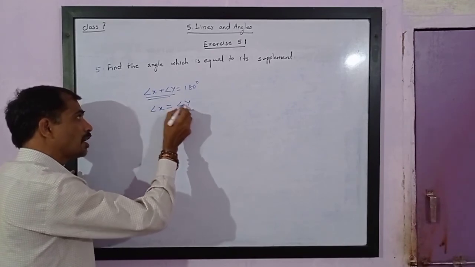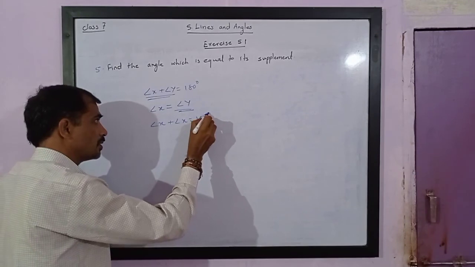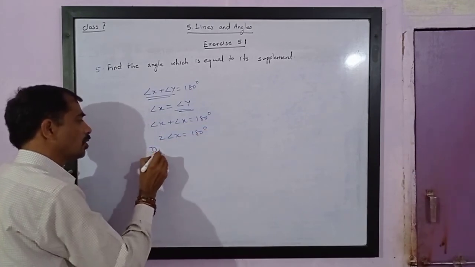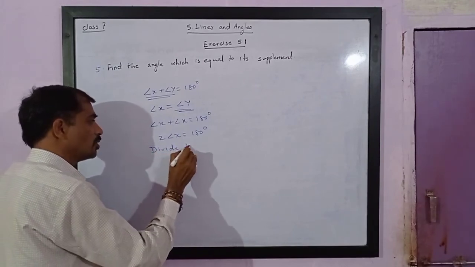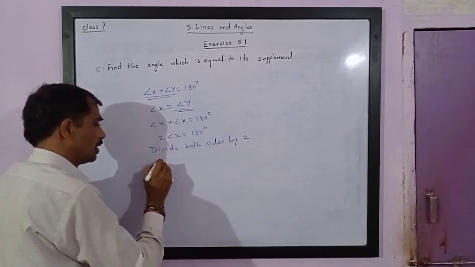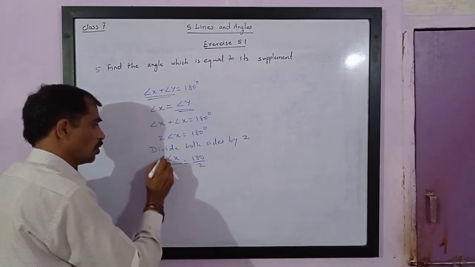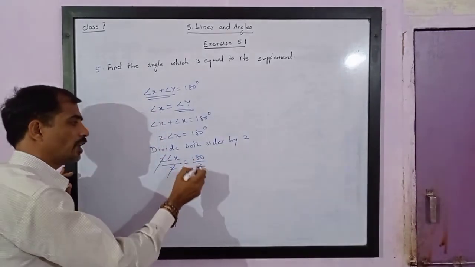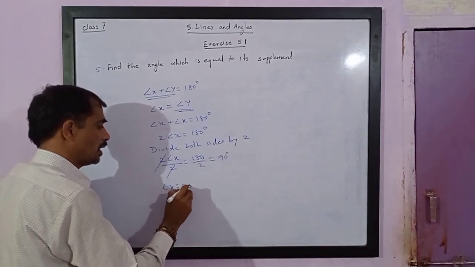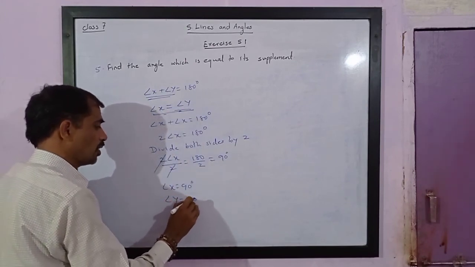So if you replace angle Y by angle X, we will get angle X plus angle X is equal to 180 degrees. It means twice angle X is equal to 180 degrees. Divide both sides by 2. You will get twice angle X upon 2 is equal to 180 upon 2. So these two cut with this, you will get 180 divided by 2 is equal to 90 degrees. It means angle X is equal to 90 degrees. We have already written angle X is equal to angle Y. It means angle Y is also equal to 90 degrees.